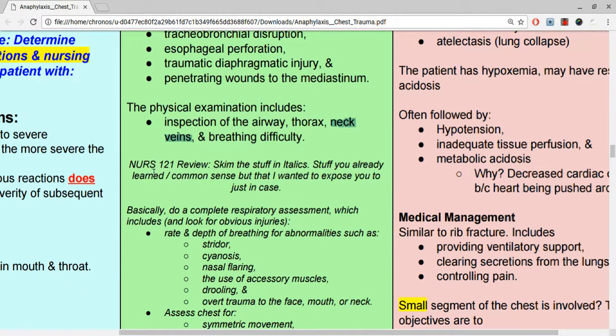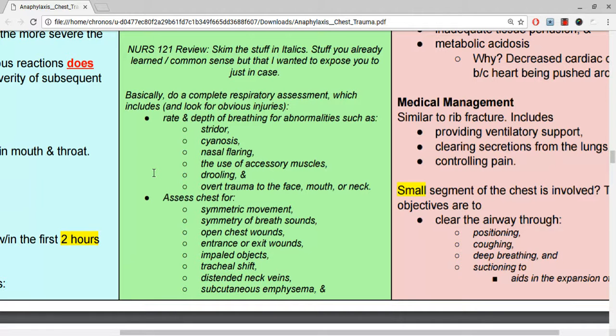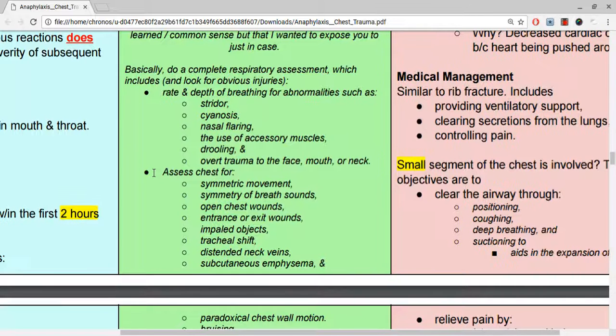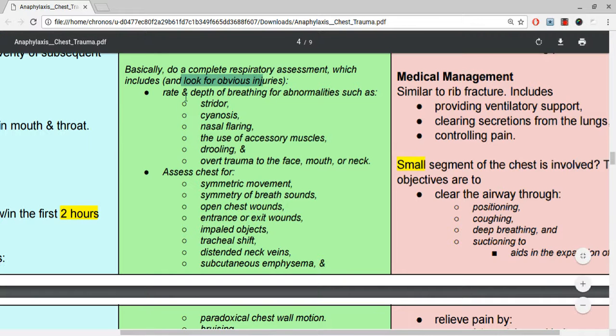And here's a Nursing 121 review. And I basically just want you to skim the stuff in italics because it's stuff you already learned, or it's common sense stuff. But I just wanted to expose this to you just in case, because it was mentioned in the book. So basically, you do a complete respiratory assessment on these patients, which includes the respiratory basic stuff, with the addition of obvious injuries, like basically if they have a tube sticking out of their chest, you would like to know about that. You would like to let the doctor know about that. Or you would like to jot that down. Hey, this person has a giant tube in his chest.